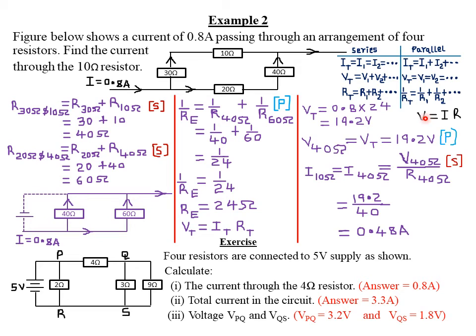So from Ohm's law, V equals IR. So V total will be equal to total current times total resistance. The total current through the circuit we were given as 0.8 amperes, because we are told that 0.8 amperes passes through the arrangement. That simply means that is the total current through the circuit. So total voltage will be total current, which is 0.8, times effective resistance, which we have computed as 24 ohm.